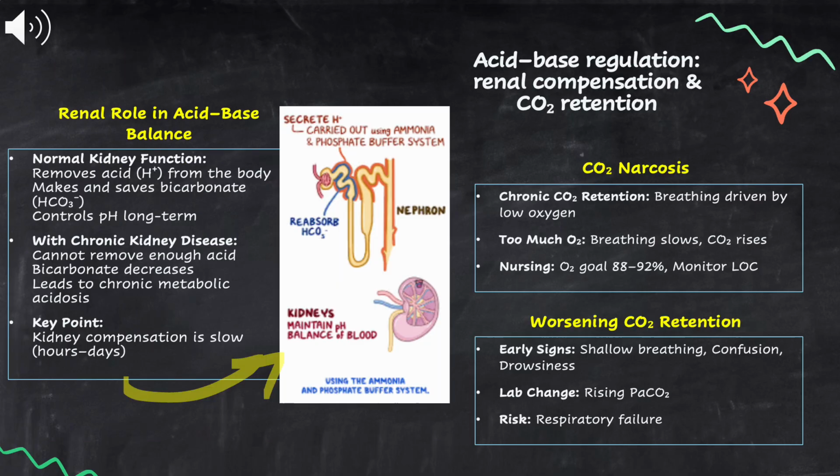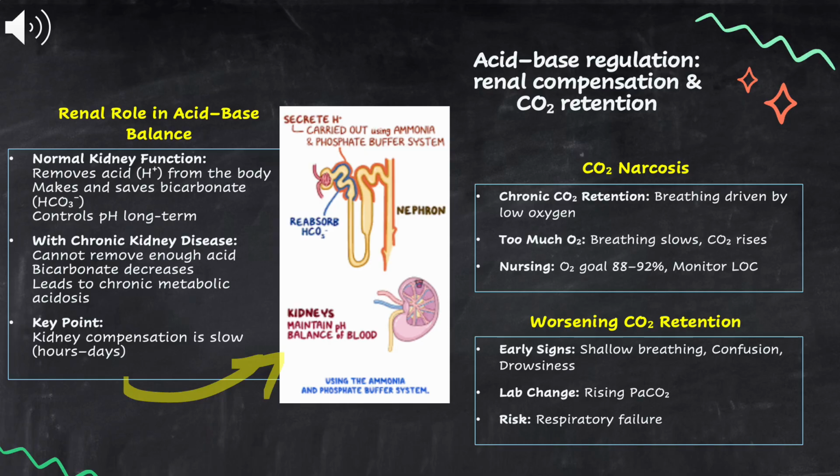In summary, determine whether the primary problem is respiratory or metabolic by identifying whether CO2 or bicarbonate is driving the pH change. Now let's focus on renal compensation and carbon dioxide retention. First, the renal role in acid-base balance. Under normal conditions, the kidneys remove hydrogen ions from the body and reabsorb or generate bicarbonate. This allows the kidneys to control pH over the long term. In chronic kidney disease, the kidneys cannot remove enough acid and bicarbonate levels decrease. This leads to chronic metabolic acidosis. It is important to remember that renal compensation is slow. It occurs over hours to days, not minutes.